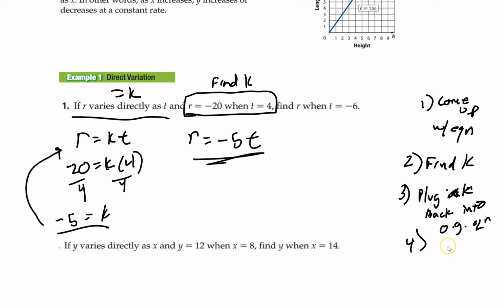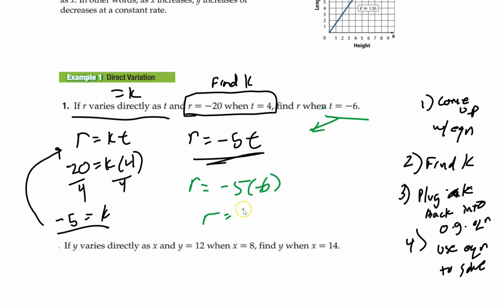Now we just use the equation to solve for the variable we need. Because now I know, okay, I have my equation. And now they tell me, hey, find R when t equals -6. So let's plug in -6 for t. And I get R equals 30. So that's the process.